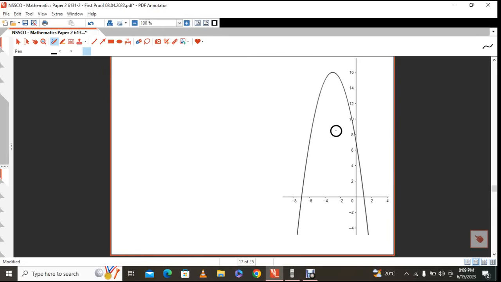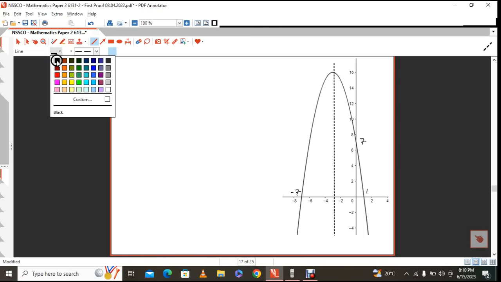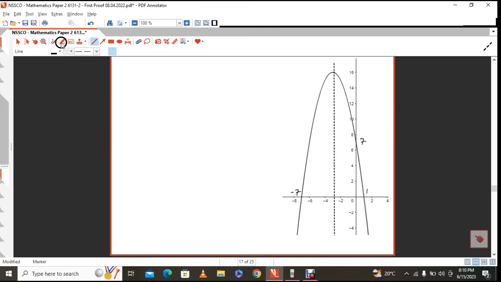So what you're going to have over here would be the 7. What you're going to have over here would be the negative 7, and here is the 1. And if I bring in my dotted line there, that will be my axis of symmetry. Can you see that? It'll cut it exactly nicely. So it is also important that you know that this is the turning point. So the turning point here is negative 3 comma 16, as you can see.